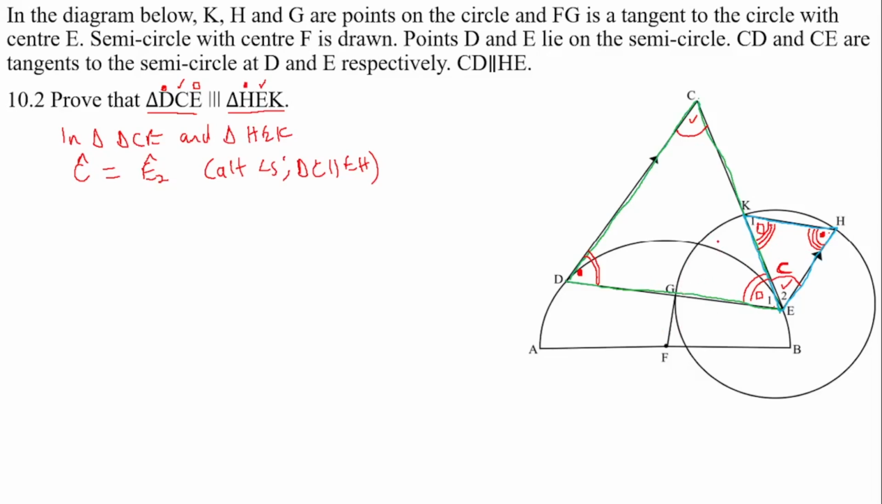How do you find angle H and angle D? Let's look at triangle DCE. You say 180 minus C divided by 2, isn't it? Because angle D and angle E1 are equal. Let's just discuss first. And then when you come to angle H, we are going to say 180 minus E2. But E2 is equal to C, so we can as well say 180 minus C divided by 2 again. Do you see that we have the same things here?